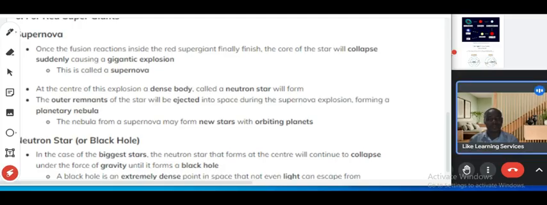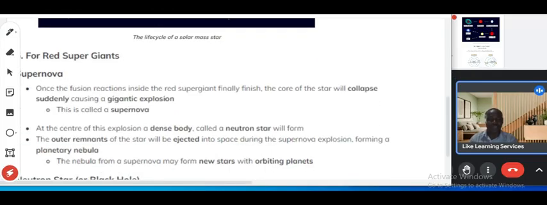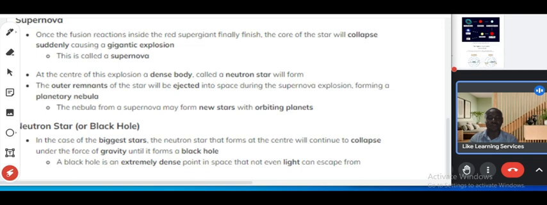Are you listening? Yes, sir. The outer remnant of the star will be ejected into space during the supernova explosion, forming another planetary nebula that will start a new cycle. You know, it always starts from planetary nebula or stellar nebula that will start a new cycle of star.